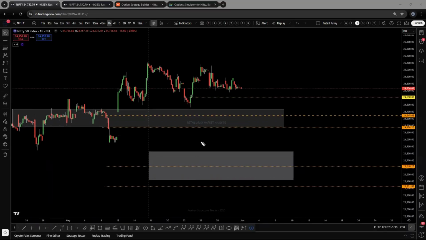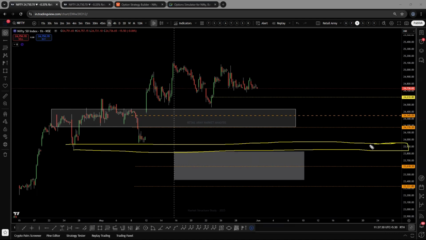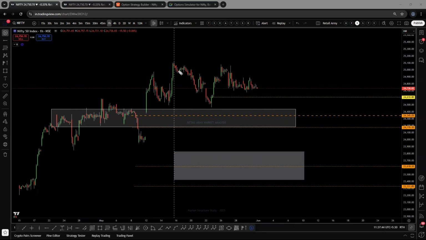So breakdown, if it happens, we are still safe. 23,900 level is basically your previous swing low here, this area. So by your expiry day, if market falls like this anytime, you will be safe. If market bounces suddenly, if expiry day bounce comes like this, you will be safe on top also.